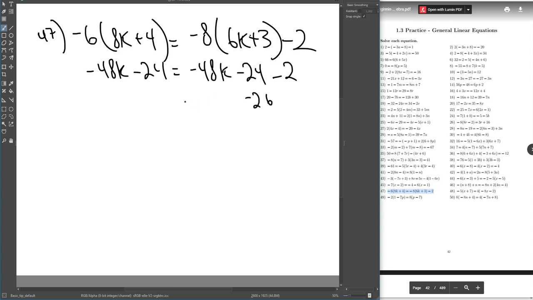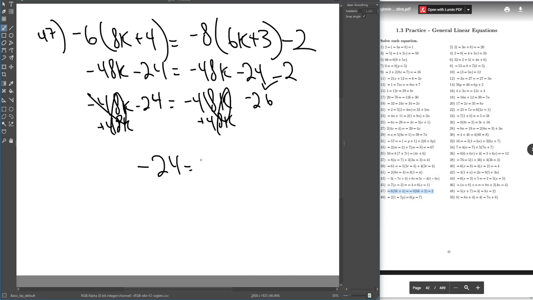And after that, I have minus 48k minus 26, right? That's what I did right here. Equals, and here I have minus 48k minus 24. Okay, so I want to put all my 48k's on this side. So minus 48k plus 48k equals 0. I have to do the same thing on both sides. Minus 48k plus 48k. That cancels out too. So I'm left with minus 24 equals minus 28.